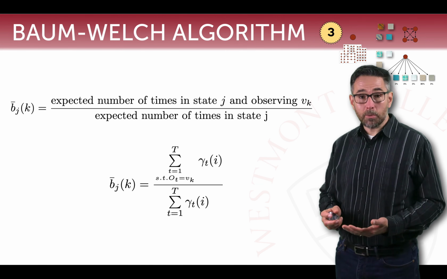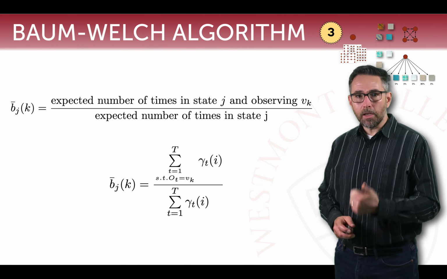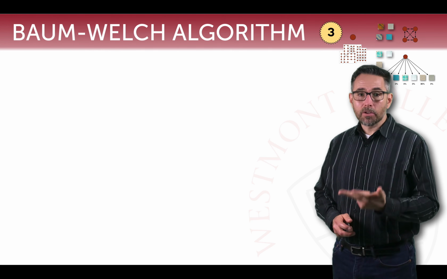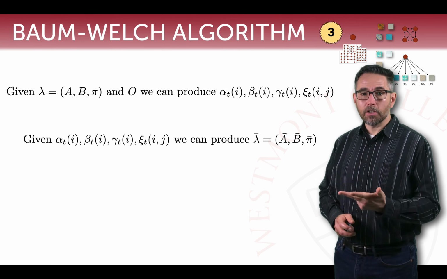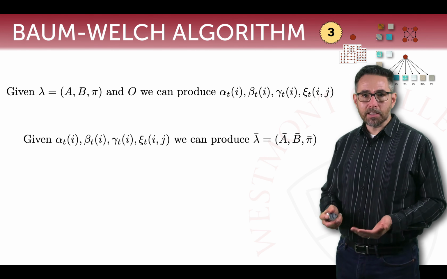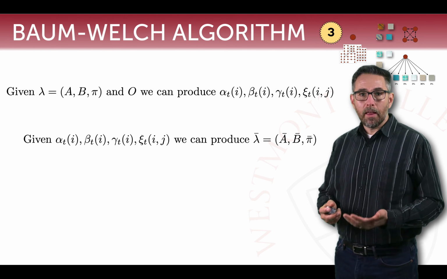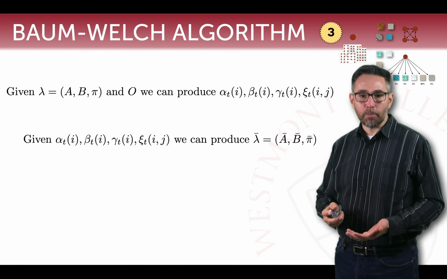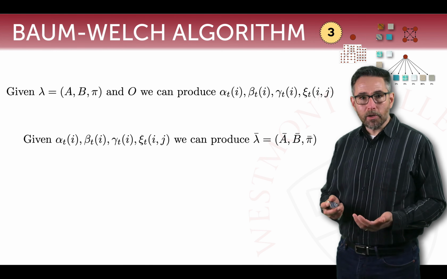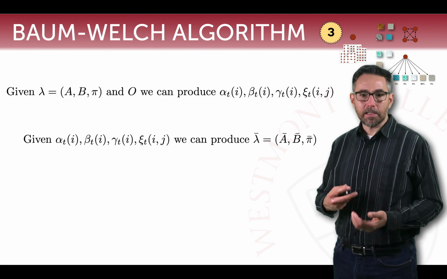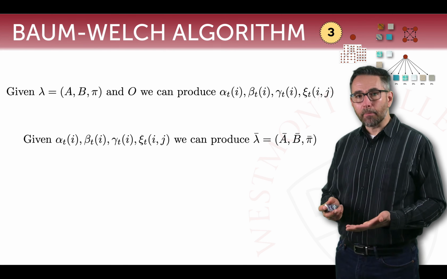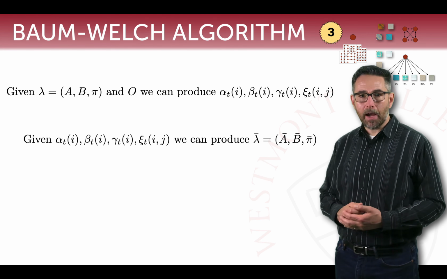Well, those are the three things we need. We need a new pi, we need a new a, and we need a new b in order to create a new lambda. So together, all three of those things give us a new bar lambda. Just to summarize, given lambda, which consists of a, b, and pi, and o, that's enough that we can efficiently produce alpha t, beta t, gamma t, xi t. And given those, as I just described, we can produce a new lambda, bar lambda, consisting of bar a, bar b, and bar pi.